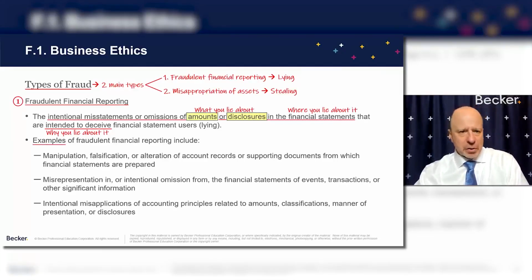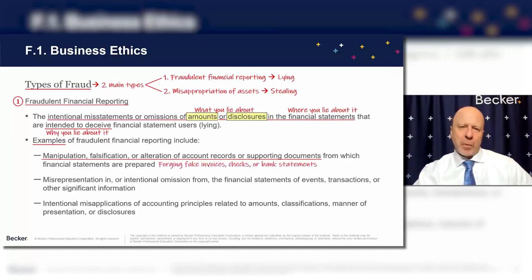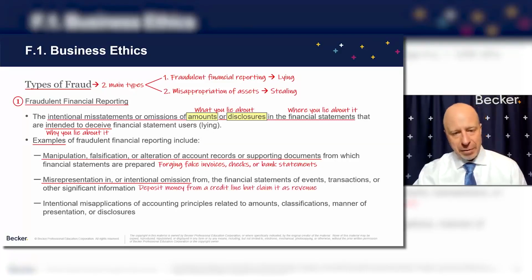So what are some examples of this we should watch out for? First one is anytime someone manipulates or they falsify or alter any types of records that could impact the financial statements. That is not good. All right, think about forging fake invoices or writing fake checks or forging bank statements, dollar amount changes, things like that. All of that could be related to fraudulent financial reporting. What about misrepresenting dollar amounts or intentionally omitting informational disclosures, right? That's a big problem as well.